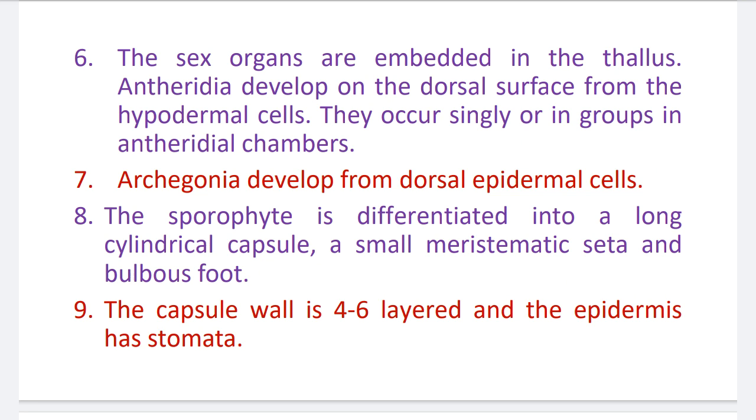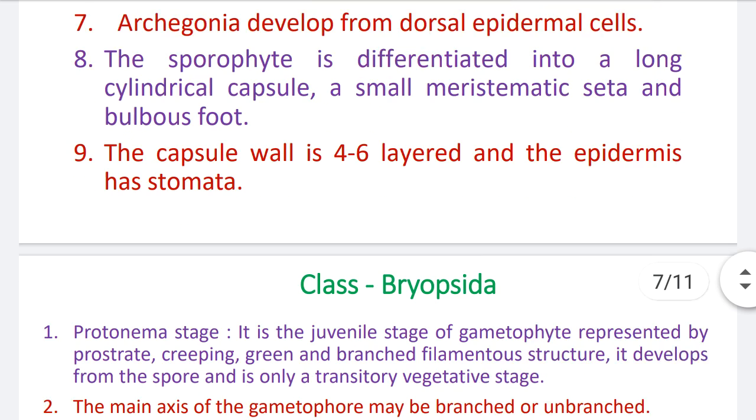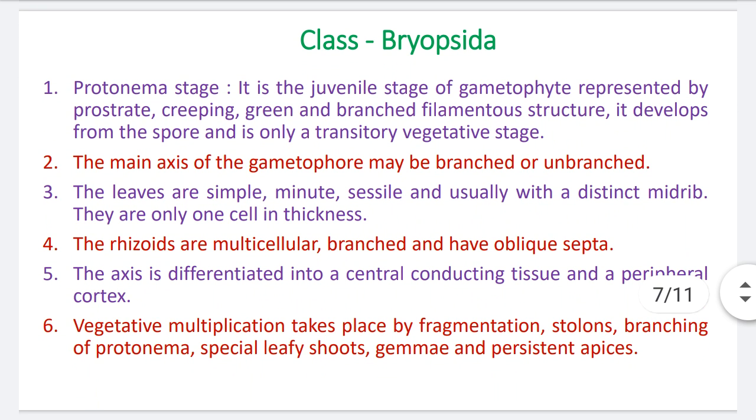Number 9. The capsule wall is 4 to 6 layered and the epidermis of the walls has stomata, toward the dorsal side as well as the ventral side of the capsule. Okay, this is about the Anthocerotopsida.